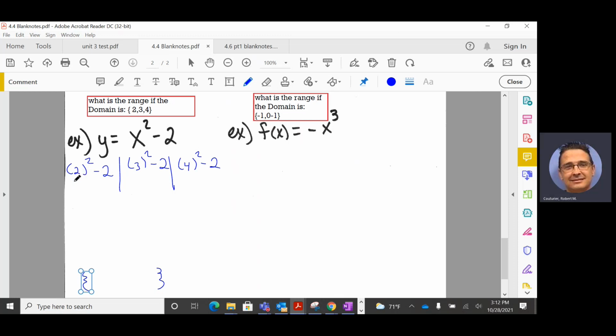Okay, so 2 squared is 4. 4 minus 2 is 2. There's one of our possible ranges. 3 squared is 9, minus 2, and 9 minus 2 is 7. There's another one of our, I'm sorry, the range, because they gave us the domain, plugging it in and solving for our range.